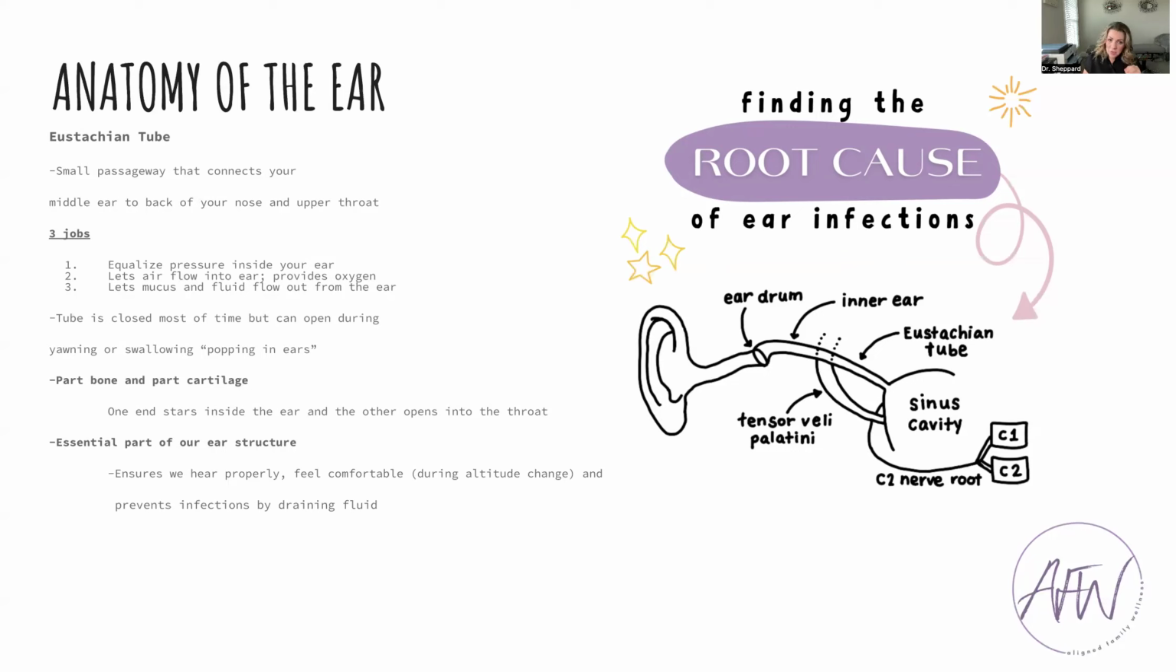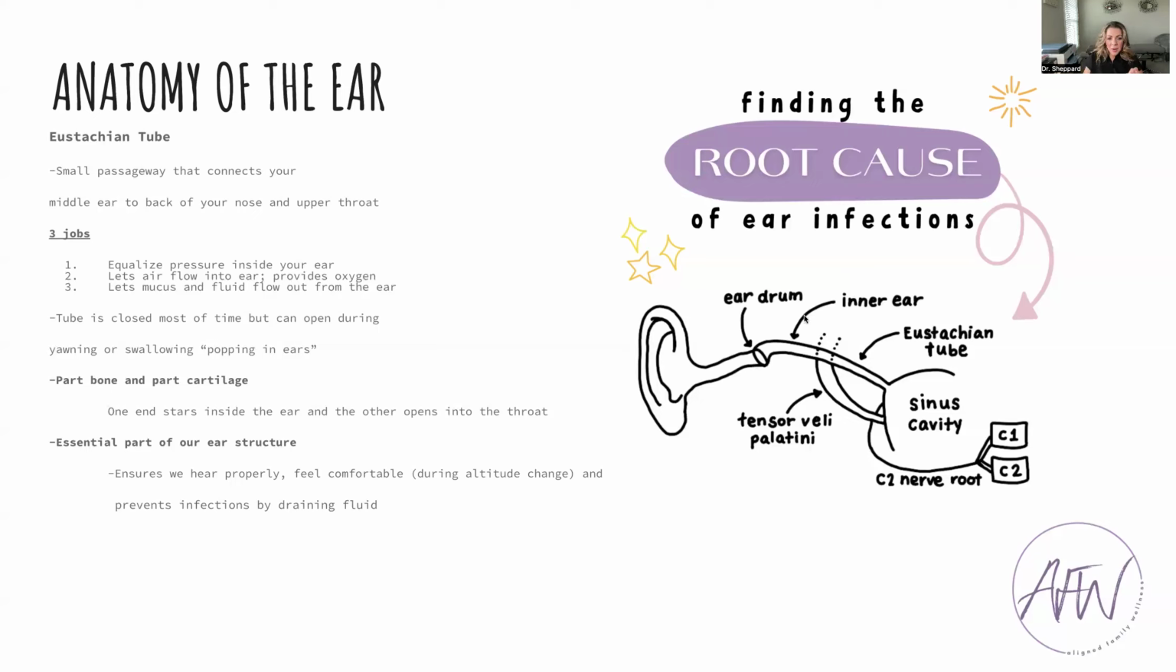The tube is closed most of the time, but it opens during things like yawning or swallowing. That's that moment when you say, oh, my ears are popping. You're hearing that eustachian tube opening. It is part bone and part cartilage. One end starts inside the ear and the other end, that bottom end, opens into the throat. And that's what we were talking about. When that fluid gets stagnant, it just drains straight into the throat and sinuses, and now we've got upper respiratory issues. So it is an essential part of our ear structure.